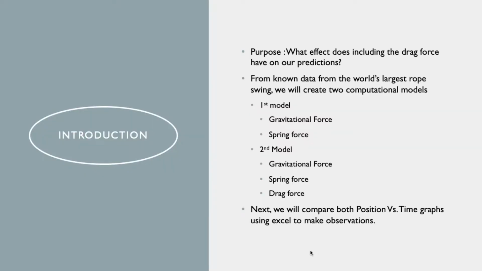So the purpose of this lab is: what effect does including the drag force have on our predictions? From known data from the world's largest rope swing, we'll create two computational models. The first model will include the gravitational and the spring force. The second model will also include these forces, but it will also include the drag force. Next, we'll compare both position versus time graphs using Excel to make observations.